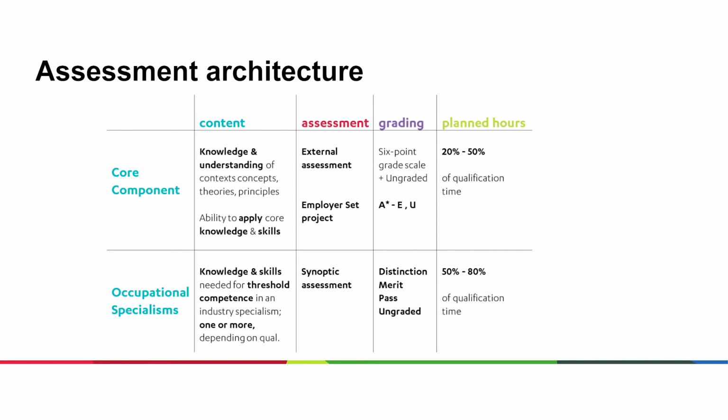So those 2 assessments have a compensatory grading structure, and the final grade for the core will be set at A* to E. The occupational specialisms are synoptically assessed through assignments, which are also set by NCFE, and these will be graded at pass, merit, and distinction. The combination of the core grade and the occupational specialisms then gives rise to the overall TQ grade, which will be from a pass through to a distinction star.